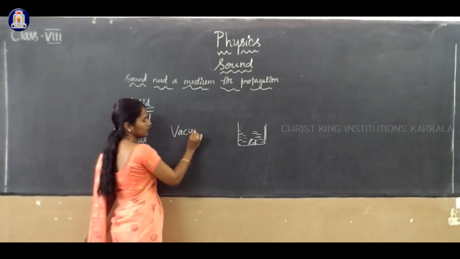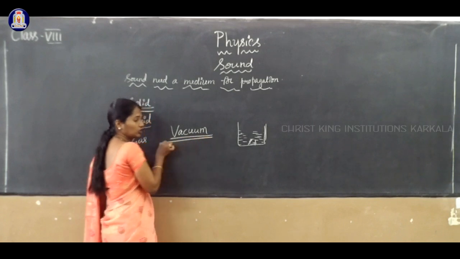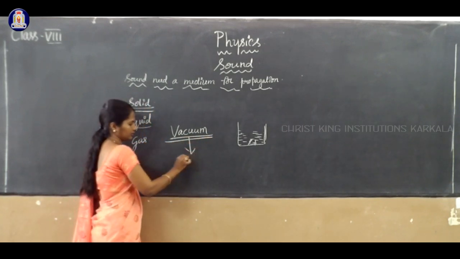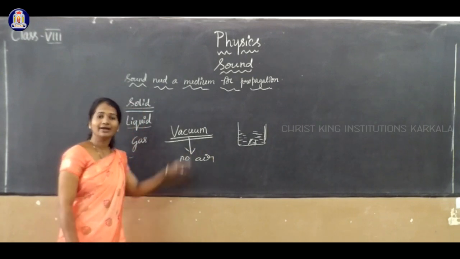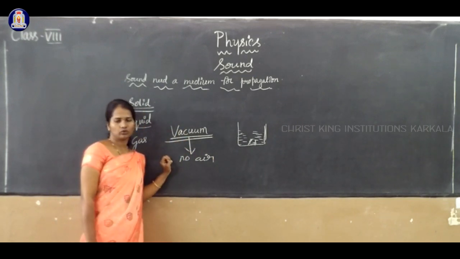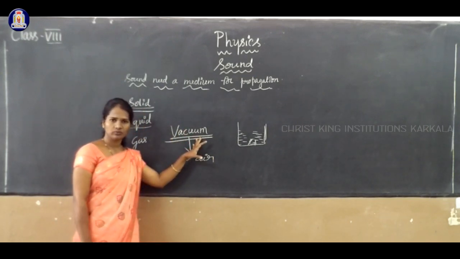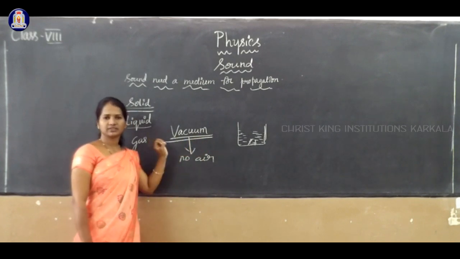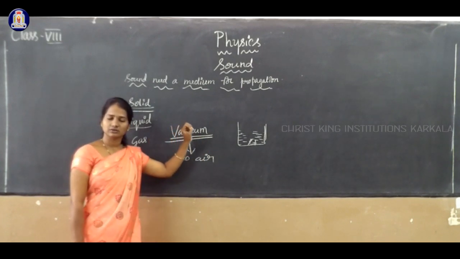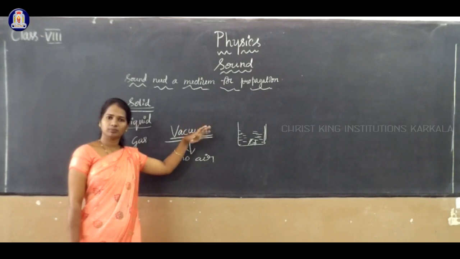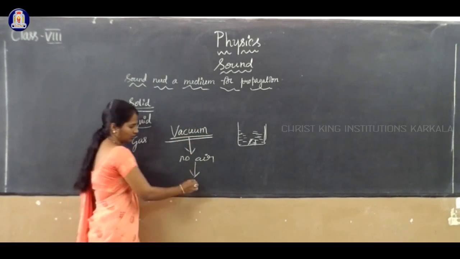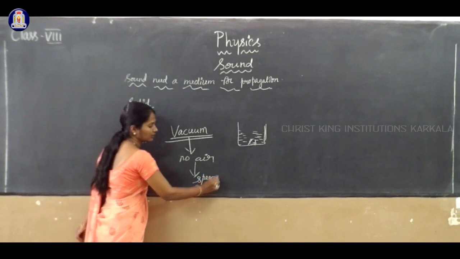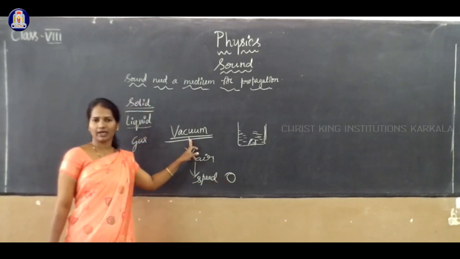Vacuum. What do you mean by vacuum? Vacuum in the sense no air. There is no air. Air is not present. That region we call it as vacuum. So in vacuum, sound propagation cannot take place, or we can say that the speed of sound is zero in vacuum.